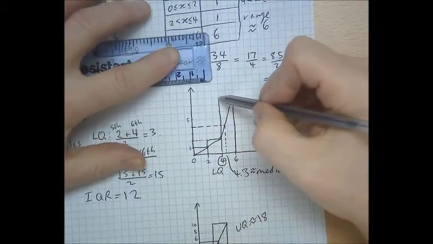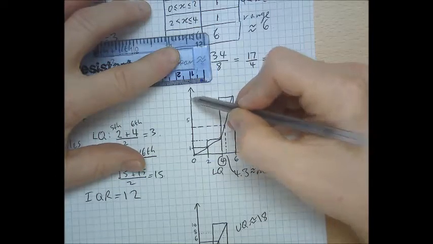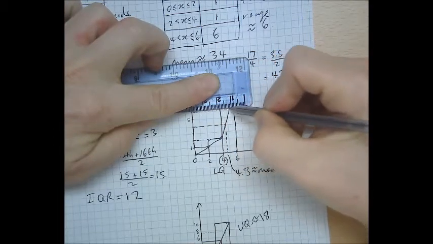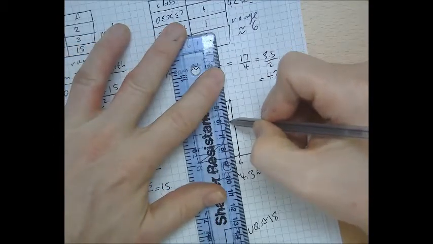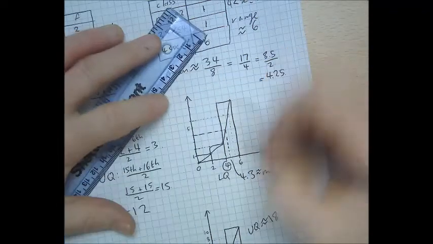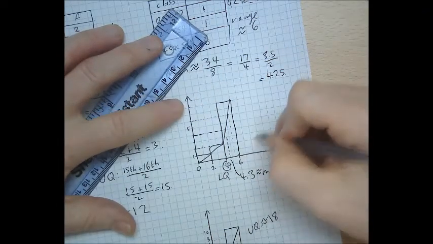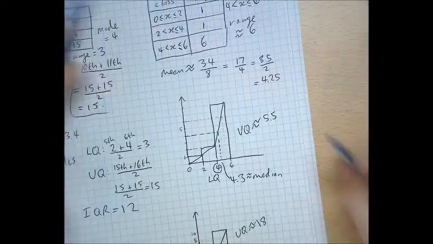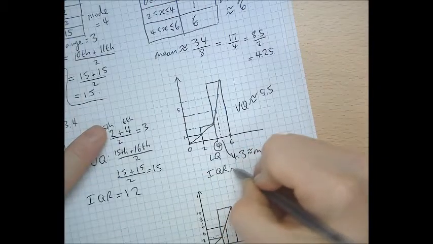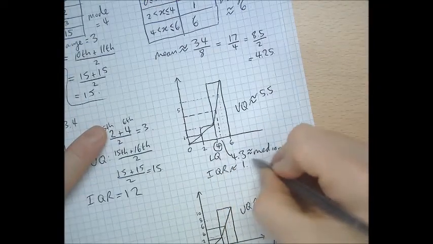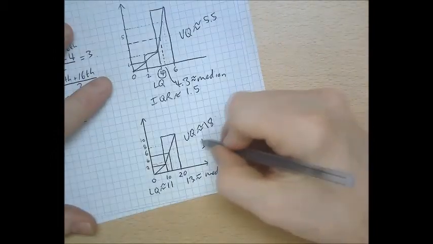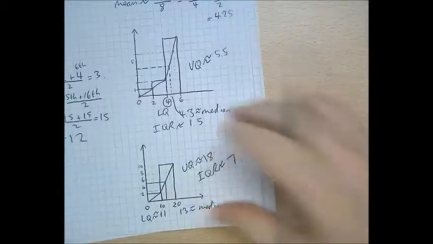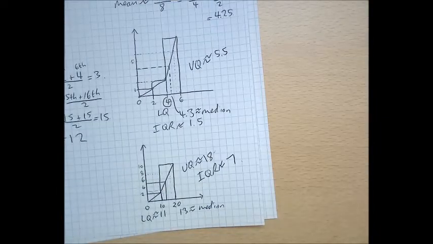How high did I get here? I got to 8. 3/4 of 8 is 6. Cut across. Cut down. So if that's 4 and that's 6, my upper quartile estimate is around about 5.5. And therefore your interquartile range is estimated to be 5.5 take away 4 is 1.5, and this one, interquartile range estimate, is 18 take away 11, which is roughly 7. So that is how you crunch statistics from tables.